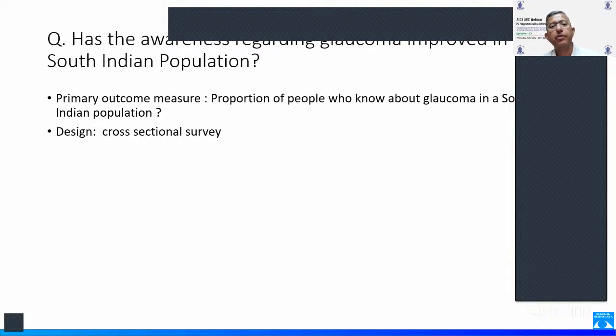So I'm going to give you a couple of examples. The first example I'm going to give you, suppose your study question is, has the awareness regarding glaucoma improved in a South Indian population? So your primary outcome measure here is the proportion of people who know about glaucoma in a South Indian population. And the design is a cross-sectional survey because you're just going to ask people whether they know about glaucoma or not.